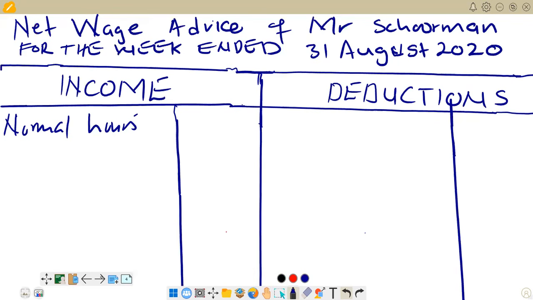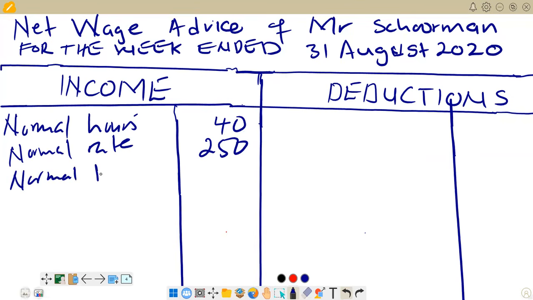There in the answer section, we come here, normal hours, we've got 40. And then the normal rate, we have 250. So to get the normal income, we say 40 times 250 to get the total normal income. Then we get 10,000. So that is what we have in terms of normal income, right? Then we move on to overtime.